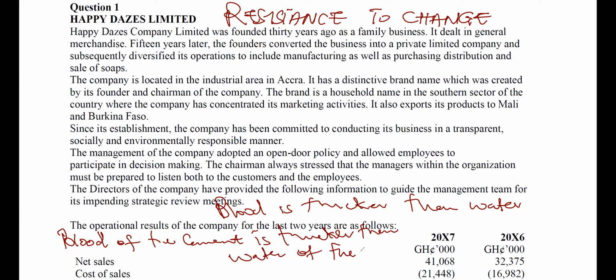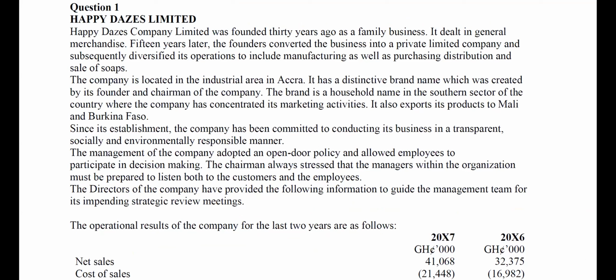Okay? The blood of the covenant is thicker than the water of the womb. That means some relationships are worth more than family. That is actually what it means. So we are saying that yes, when you have a family-based business, their culture is rigid. They do not want to change. So ICA likes those kinds of businesses.